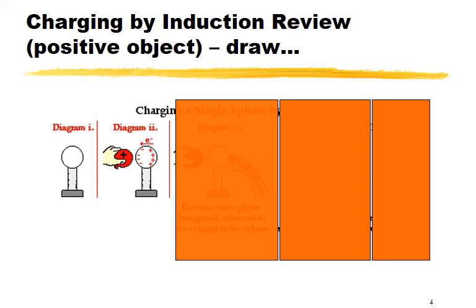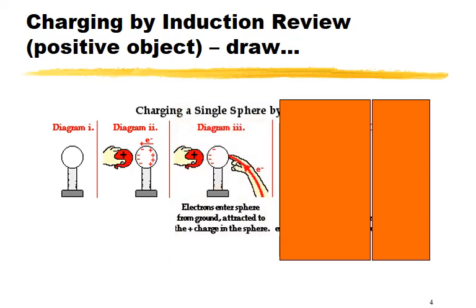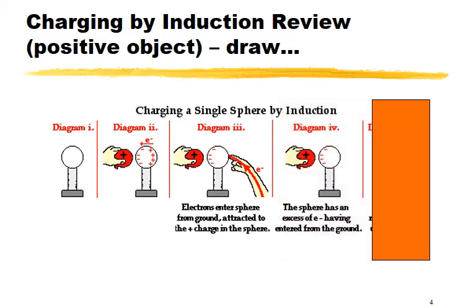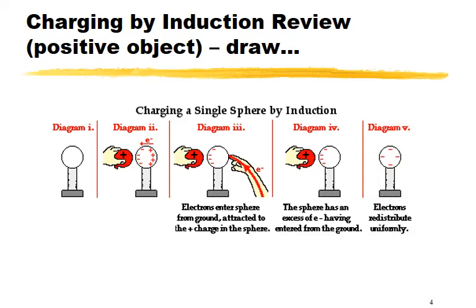All right, so we bring it close, we provide a pathway, and in this case, we're providing a pathway for electrons to come on, because that positive object is going to attract negative charge and pull it on. And so now the sphere is negatively charged, and that side of it is still going to be more negatively charged than the other, and the whole thing will become negatively charged as a result of charging by induction there.